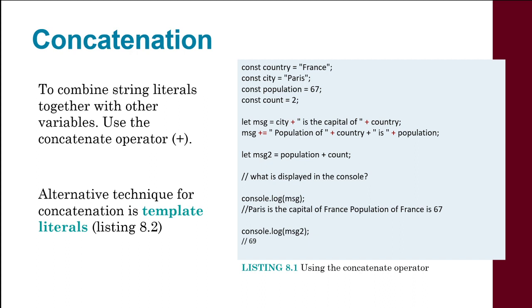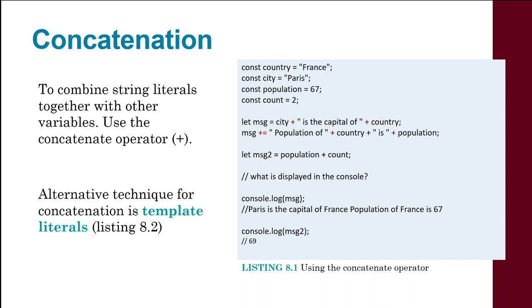Okay, so now we're going to talk about concatenation. Those words there are certainly words. Instead of saying to combine string literals together using variables, what that means is you can take two strings, so two sets of text, and mush them together to create a new thing of text. You can also do this using template literals, but for the most part, we use concatenation.